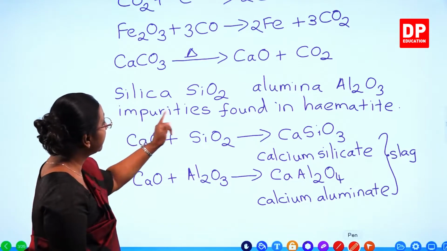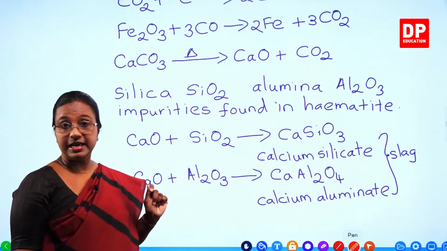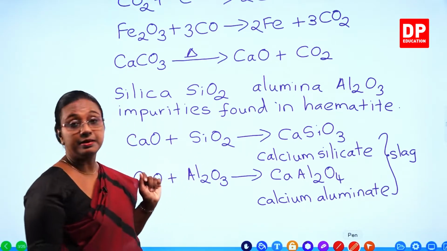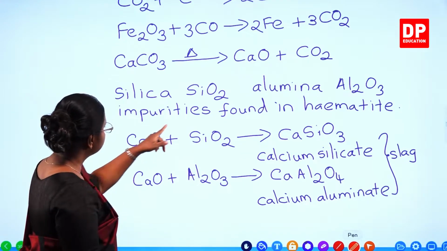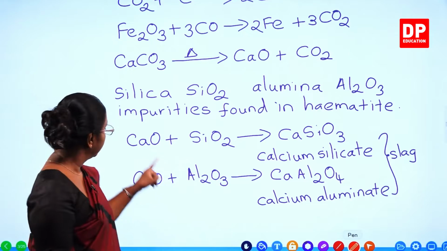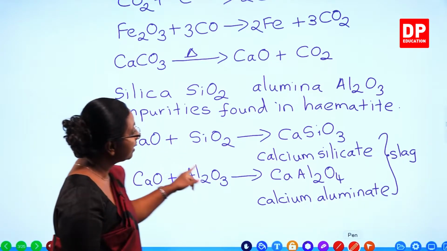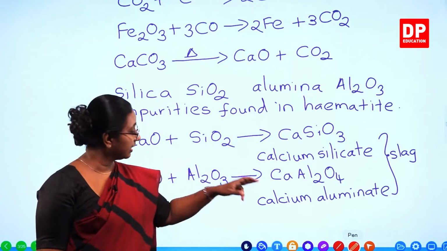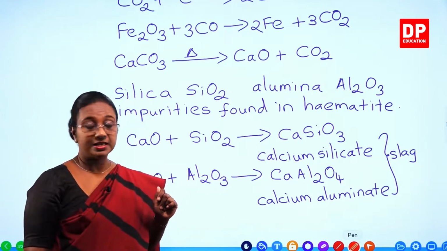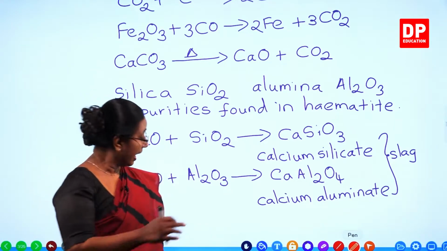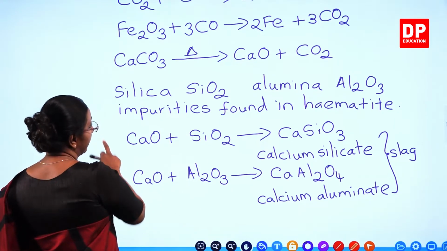Then there is silica, SiO2, and alumina, Al2O3. These are impurities found in hematite. So what happens is these two impurities react with calcium oxide. Calcium oxide plus silica gives you calcium silicate, and calcium oxide with alumina gives you calcium aluminate. Both of them together are known as slag. And there is an advantage of having slag.